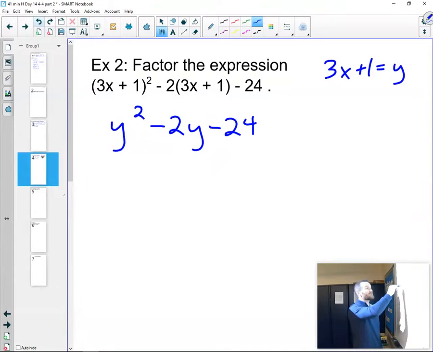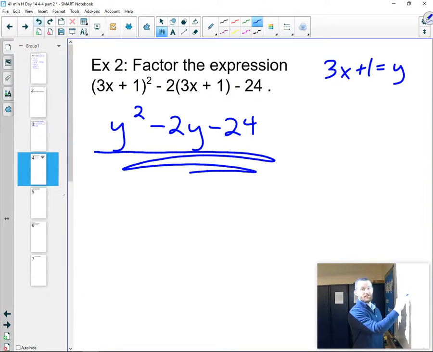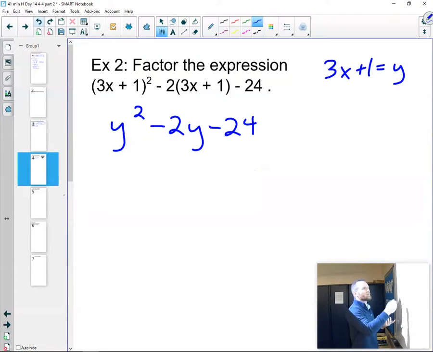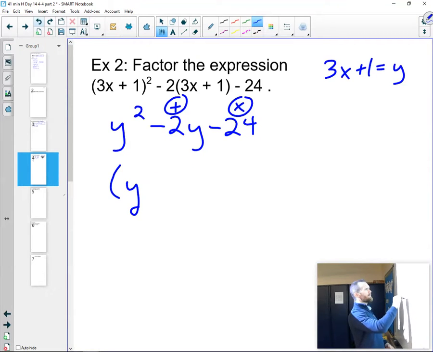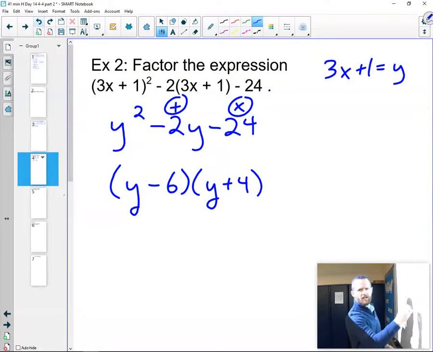Now, I don't know about you, but this looks a whole lot nicer. This looks a whole lot easier to factor than what we had earlier. Because here we can just use simple trinomial factoring. There's a lead coefficient of 1. We want two numbers that multiply to get to negative 24, add to get to negative 2. So that's going to make the binomial y minus 6 and y plus 4. Let me double check my signs. When you multiply those two together, we get negative 24. Combining, we get negative 2. Okay, very good. So we're done factoring.